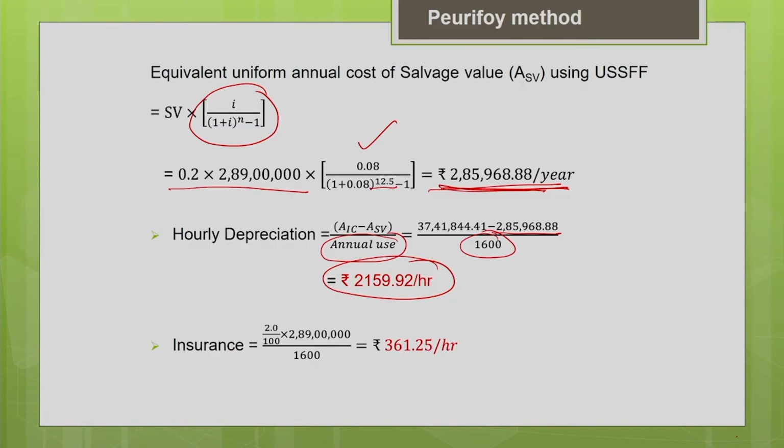Now the other components of the ownership cost, the insurance, taxes, storage, everything, we are going to calculate as a percentage of the initial cost minus the tire cost. So insurance percentage is 2%, 2% of the initial cost minus the tire cost, divided by the 1,600 hours, that is the annual usage of the machine in hours. That will give you the hourly insurance cost as rupees 361.25 per hour.